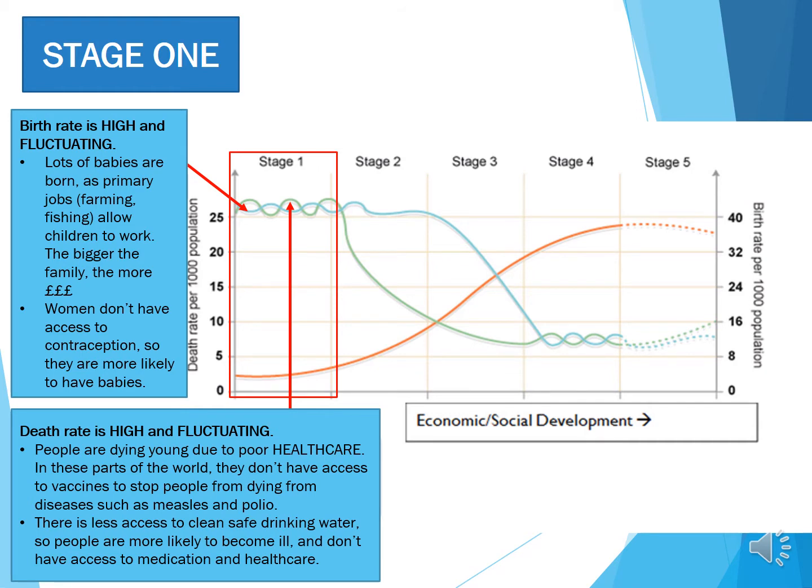They do not have the money to invest in this. So they cannot do this. And therefore, people are more vulnerable to those preventable diseases that in HICs wouldn't necessarily be a problem. The second thing we can tell about this stage is that there is less access to clean, safe drinking water. So that infrastructure is not there. People are more likely to become ill from water diseases such as cholera and dysentery, and then don't have the access to medication and healthcare, which would then stop them from dying from it.